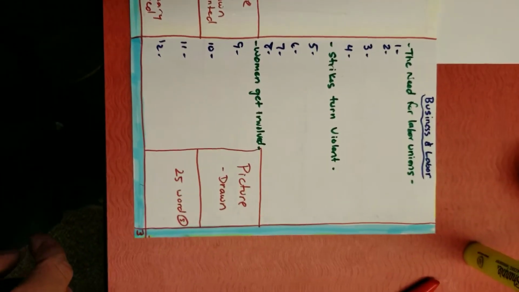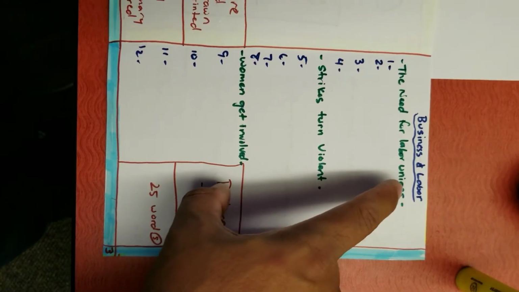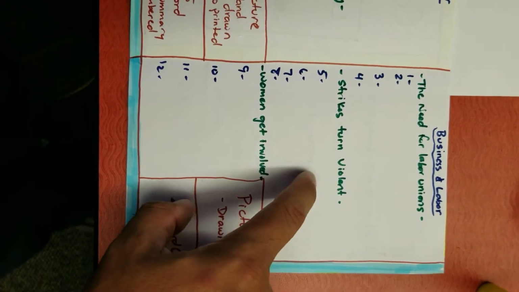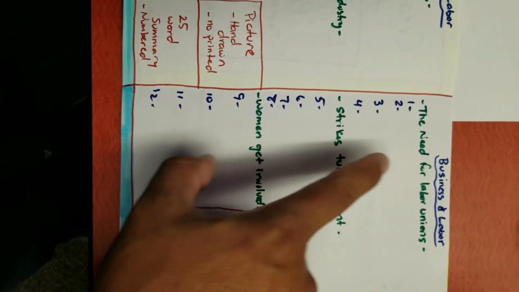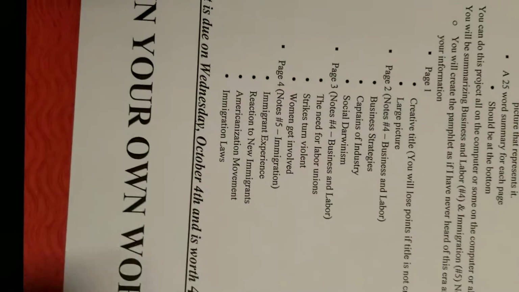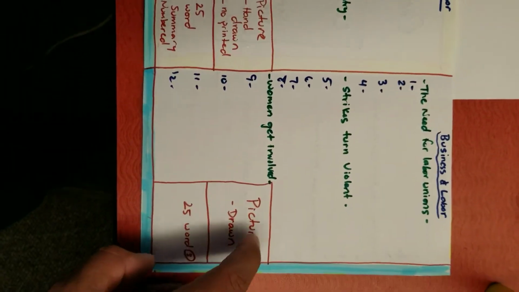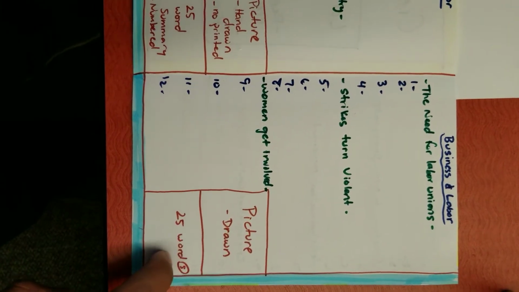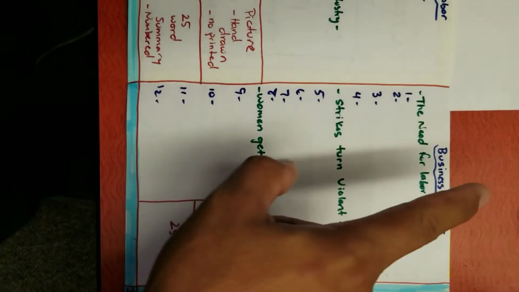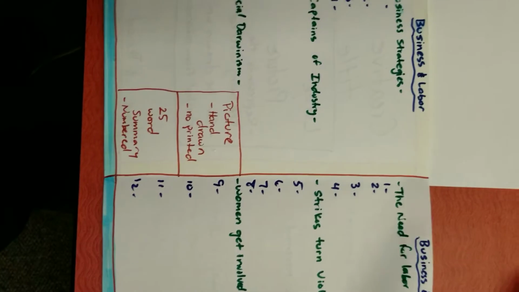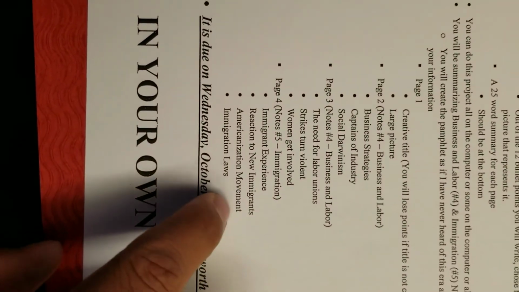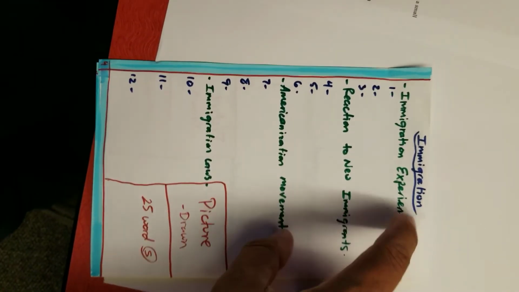If we look on page 3, again, it's business and labor, but this time it's the need for labor union, strikes turn violent, and women get involved. And again, these 3 sections are right here on page 3, and it tells you what sections to cover. All right, and once again, it'll have the picture drawn, it'll have the 25-word summary, it'll have borders, title, and 12 bullet points. Last page is going to be on immigration. All right, and there's 4 sections I want you to cover there. So when you go to immigration, the title, immigration notes right there, and then you put the 4 sections that I ask you to cover.